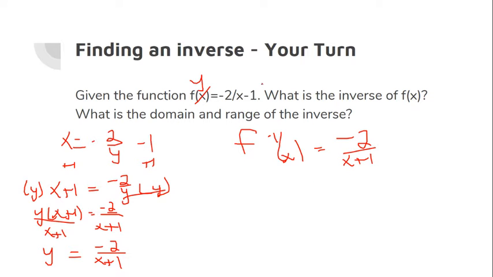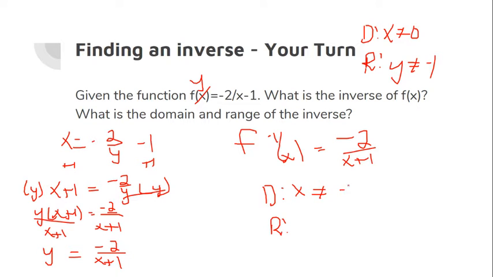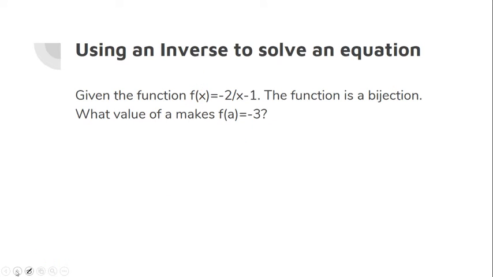So this one's a little bit trickier. Of our original equation, our domain is everything except x cannot equal 0. And our range is everything except y cannot equal negative 1. So that means our domain for our inverse is x cannot equal negative 1, and our range is that y cannot equal 0. So that one's a little bit trickier. Hopefully you were able to figure it out.